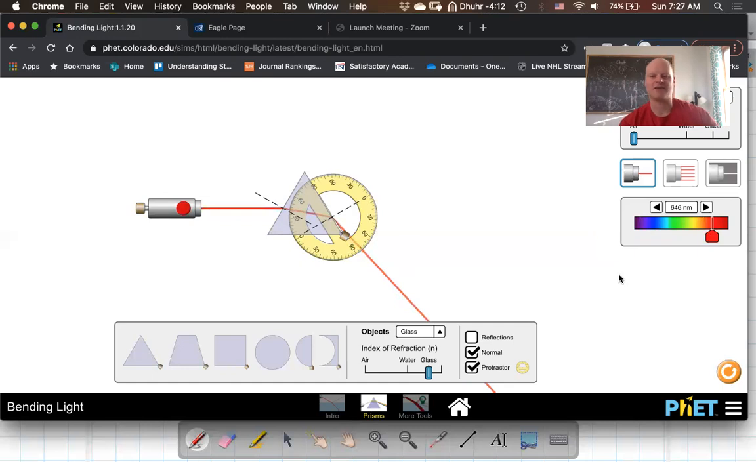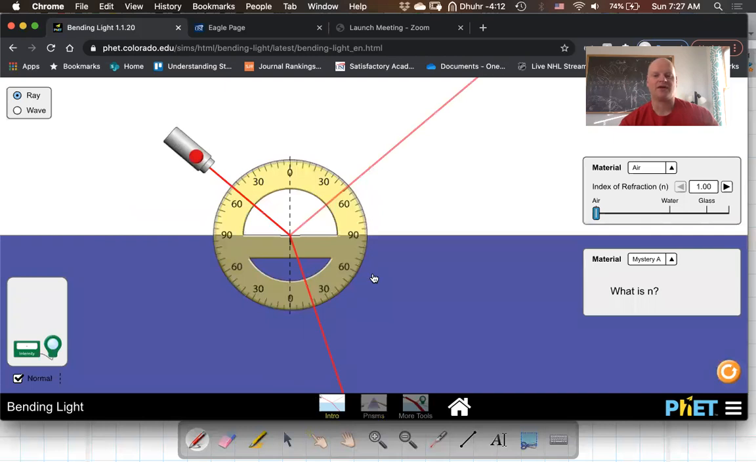But again, just to recap, you are doing the three things. So here we're doing the prism. You are doing it for water and for mystery material A.